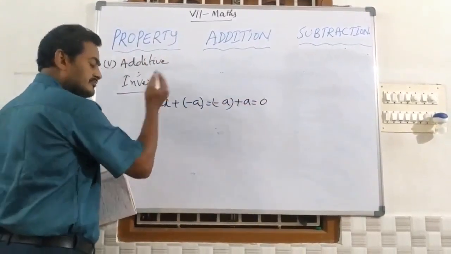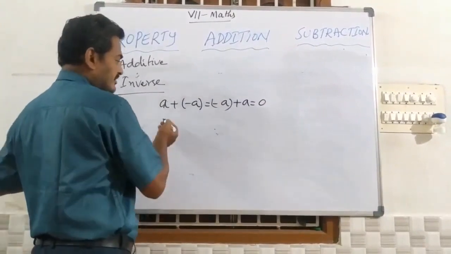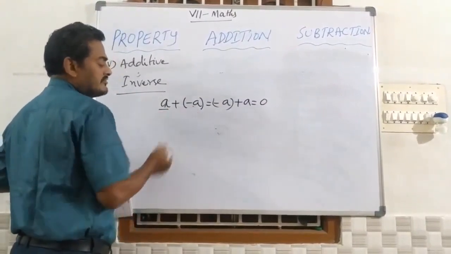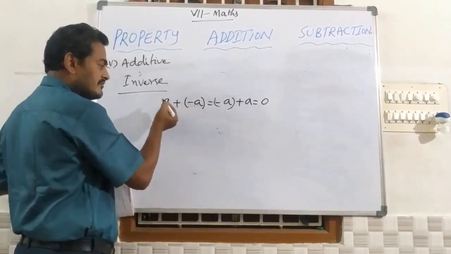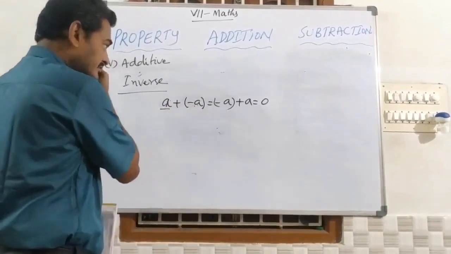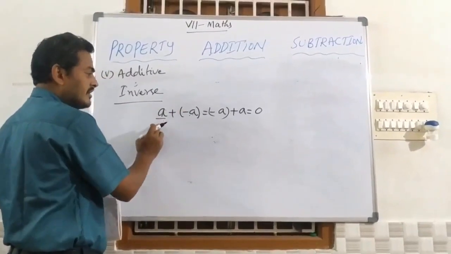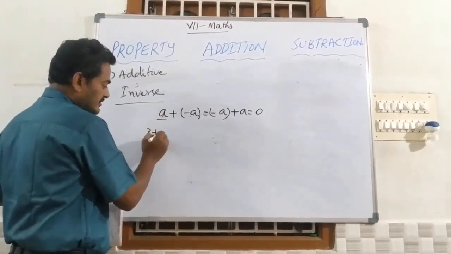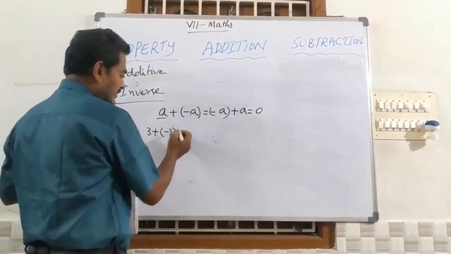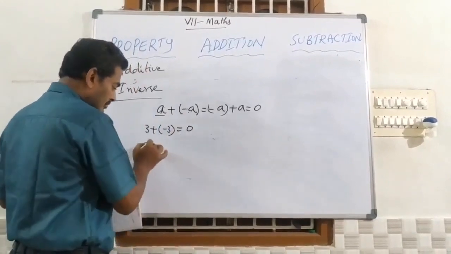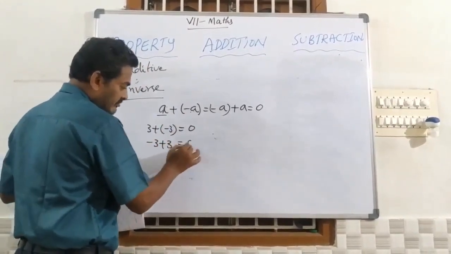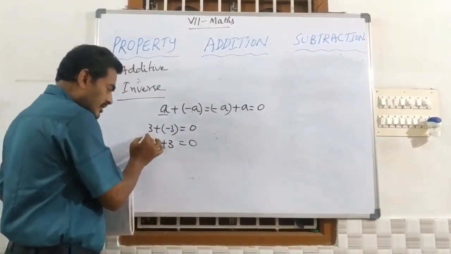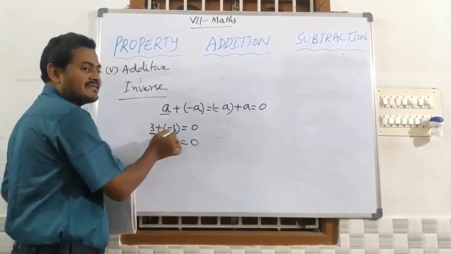So additive inverse, we already discussed in the previous class. Additive inverse means for a, the additive inverse is minus a. For minus a, the additive inverse is a. So 3 plus of minus 3 equal to 0, minus 3 plus 3 equal to 0. So the additive inverse of 3 is minus 3.